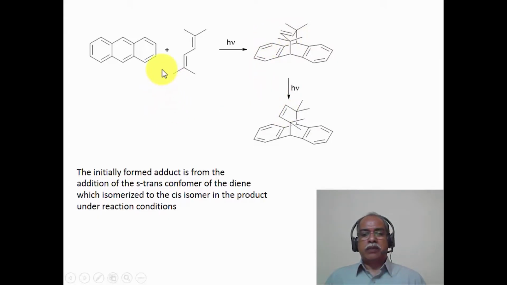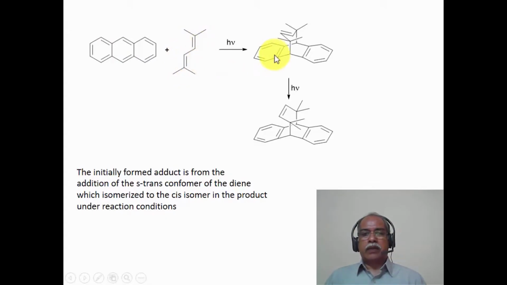So the initially formed trans isomer undergoes photochemical isomerization to give the cis product, which is the final product in this particular case. This is again a true example of a 4pi cycloaddition reaction, presumably involving the formation of an exciplex. That is, initially the photoexcitation of anthracene results in the formation of the singlet excited state of anthracene. The singlet excited state of anthracene forms a pi complex with the transoid butadiene in this particular case, forming an exciplex kind of a molecule.